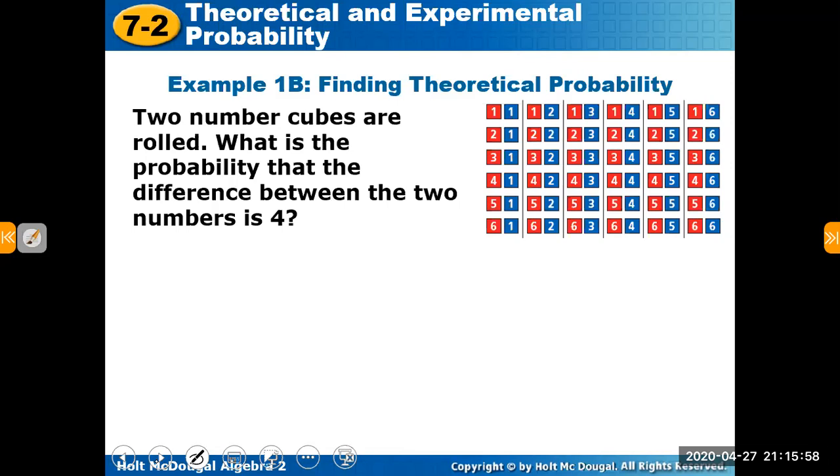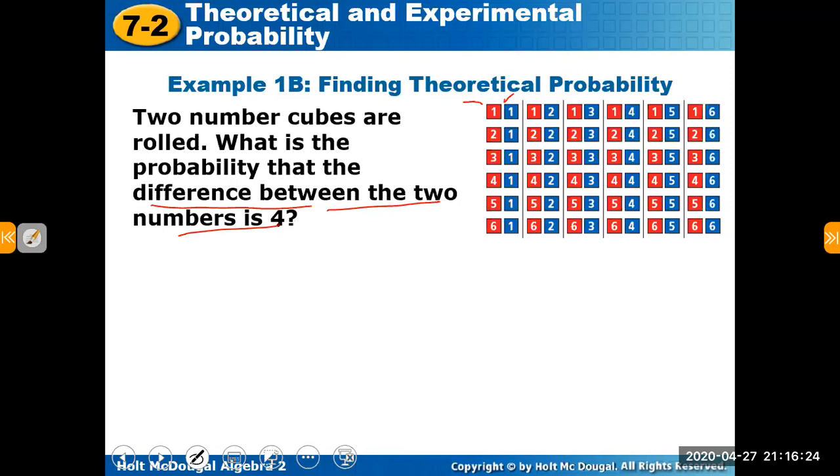Next we have 2 number cubes are rolled. One is a red number cube and the other is a blue number cube. What is the probability that the difference between the two numbers is 4? So when we roll 2 number cubes, how many outcomes are possible?